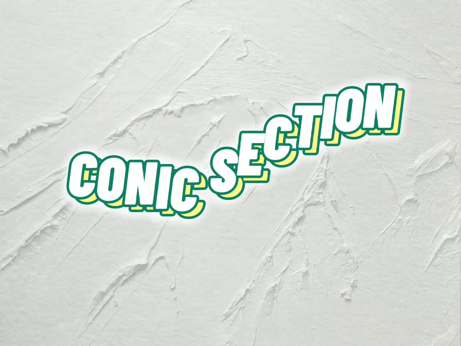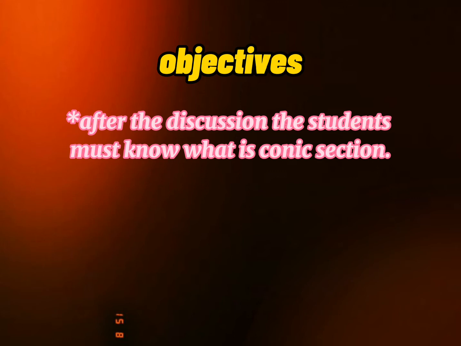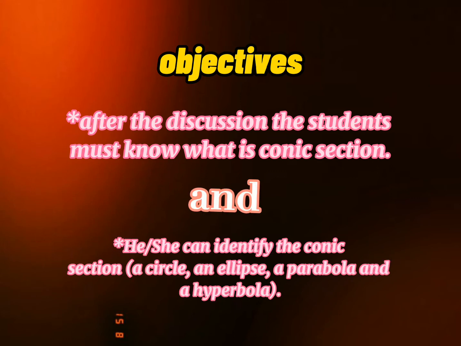Conic sections. Objectives. After the discussion, the students must know what a conic section is, and he or she can identify the conic sections: a circle, an ellipse, a parabola, and a hyperbola.